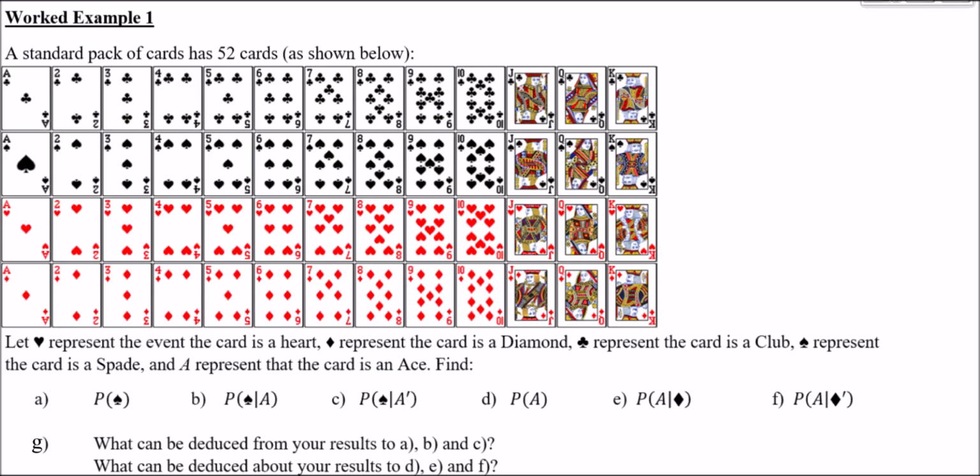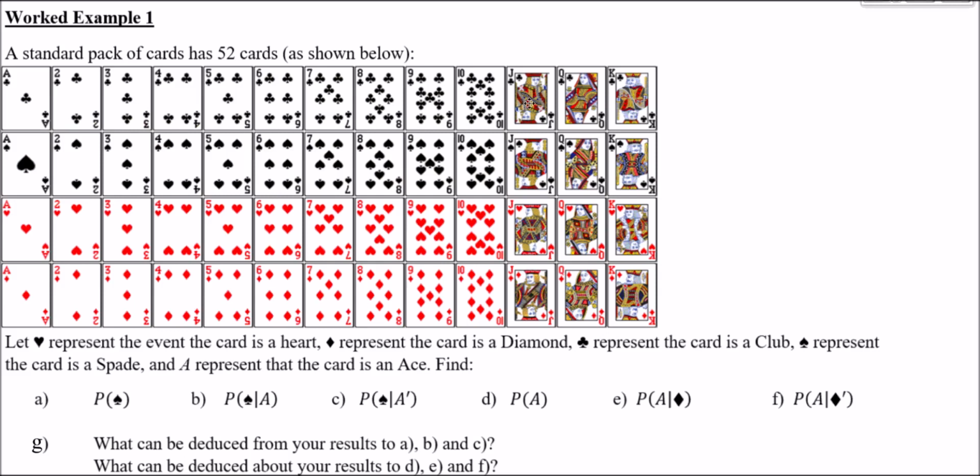You've got 52 cards in the deck. They're here, 52 of them. Let the heart symbol represent all the cards that are hearts. There's 13 hearts from ace to king. The diamond symbol represents the diamonds. There's 13 diamonds. This one is clubs.